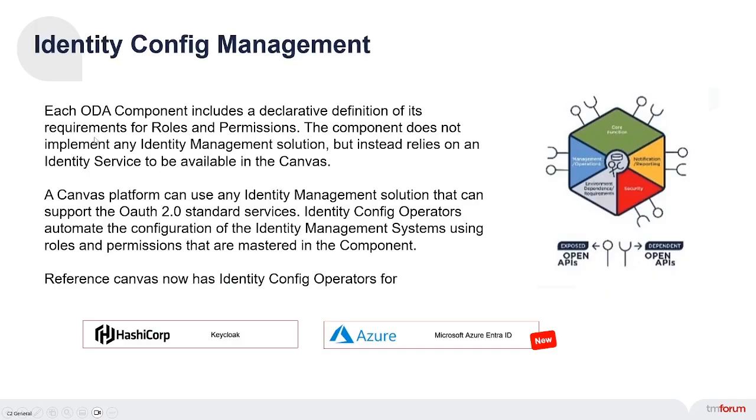Now, with the ODA canvas, each ODA component includes a declarative definition of its requirements for roles and permissions. The component does not implement any identity management solution, but instead relies on an identity service to be available in the canvas. Now, this is a big change from our traditional application architecture. So in our current environment, many applications will include identity management as part of their implementation because they have to, because they're built as standalone applications. But we're setting out to get away from that in the canvas.